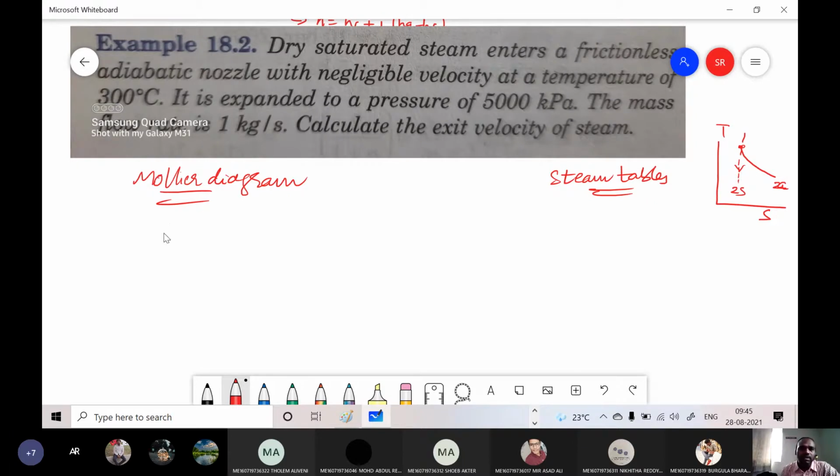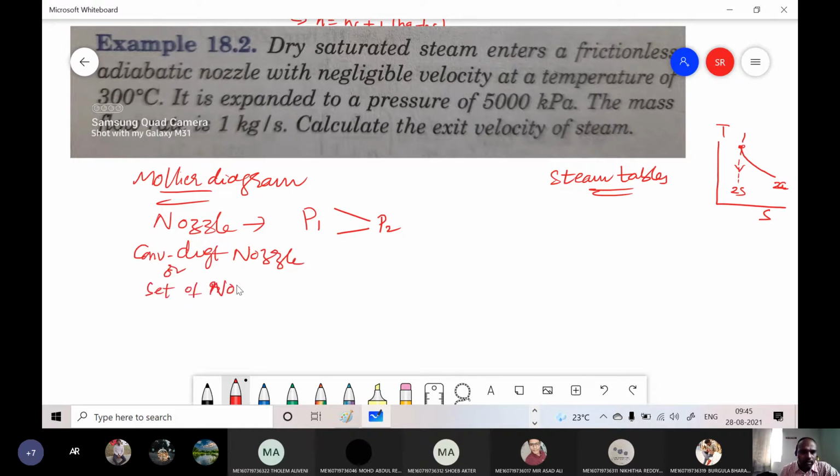Suppose if simply a nozzle is mentioned in the problem, then the inlet pressure is P1 and the exit pressure is P2. Sometimes they will give a convergent divergent nozzle, or ask for a set of nozzles or row of nozzles. Then convergent divergent means this is P1, the exit pressure is P3, and the throat pressure is P2. Got the point? If simply one nozzle is given, inlet is P1, outlet is P2.